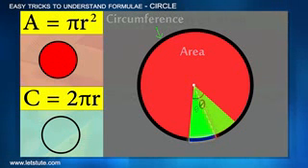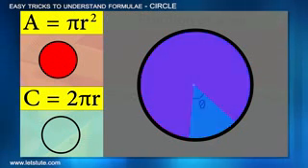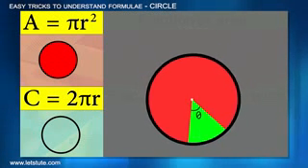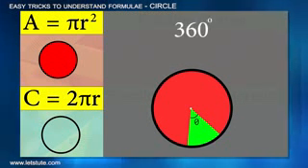But in order to form a fraction, we need the whole part also. And here, the whole is the circle. And the angle is a part of the circle, right? And the whole circle is nothing but 360 degrees, correct?